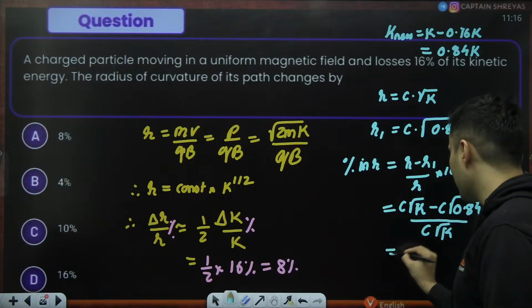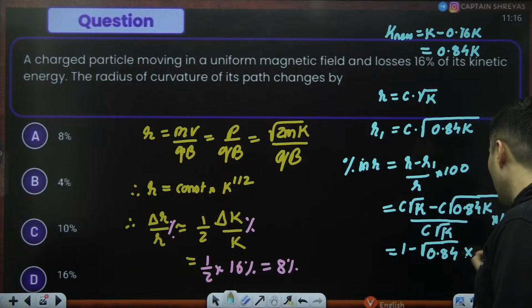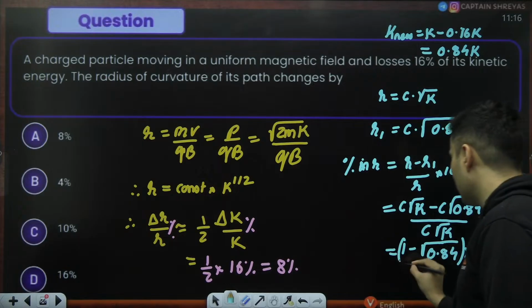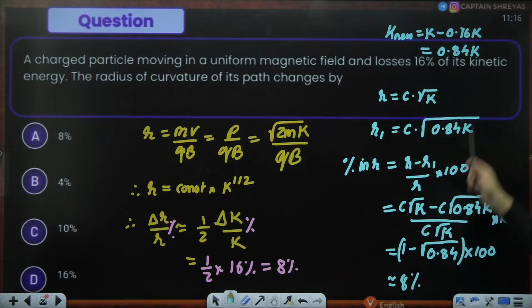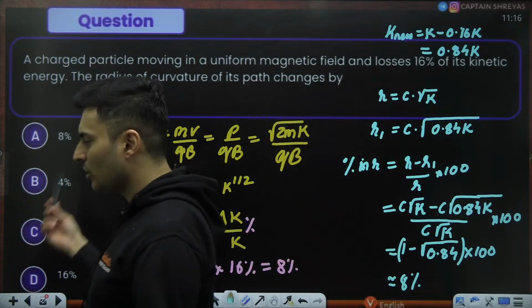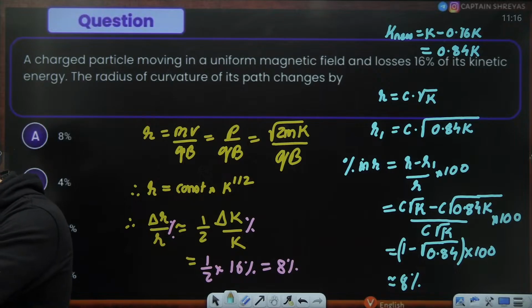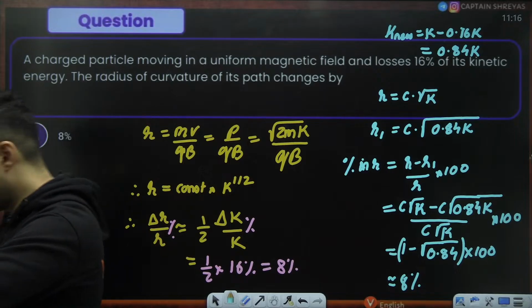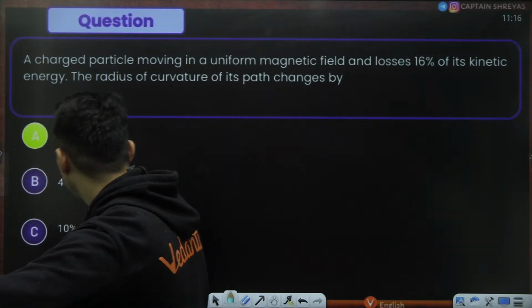C and root K will cancel. So 1 minus root 0.84, this whole thing multiplied by 100. This will also come out close enough to 8%. But this would be the actual way in which you should be doing it. But it's okay because the options are not close. Is this understood, my dear students? Perfecto? Okay. Great. Let's go ahead to the next one.